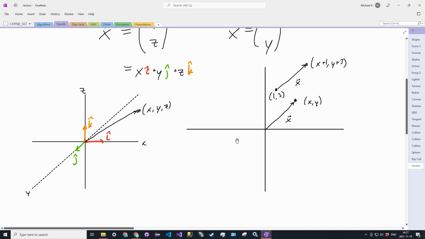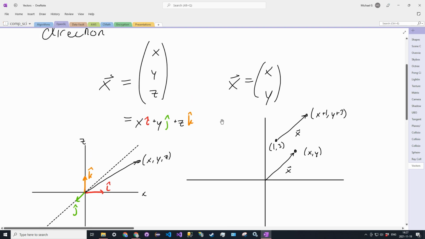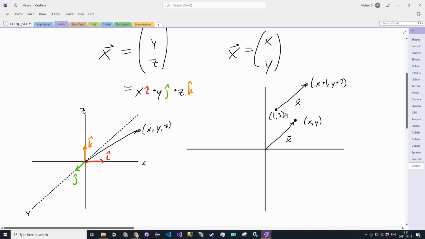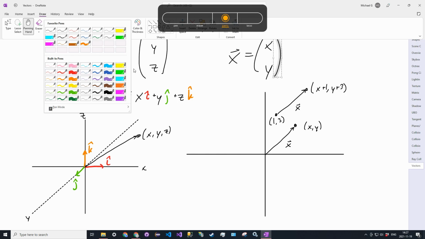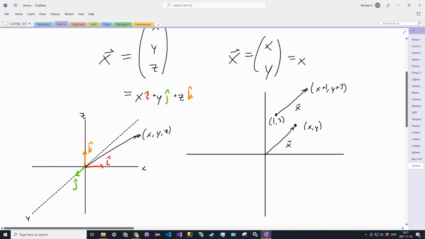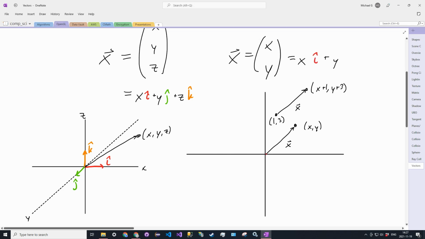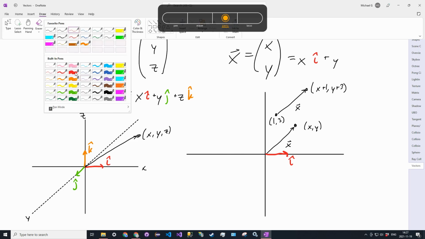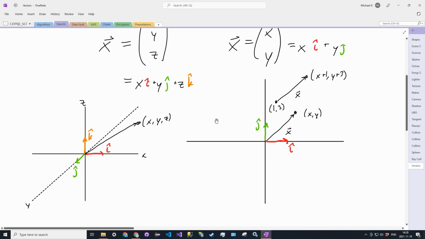So that's essentially what vectors are, at least in the real number space, and how you can represent them in a few different ways. As a little extension, you can represent this 2D vector as x i hat plus y j hat, where i hat is in the x direction and j hat is in the y direction, like so. So that's cool there.